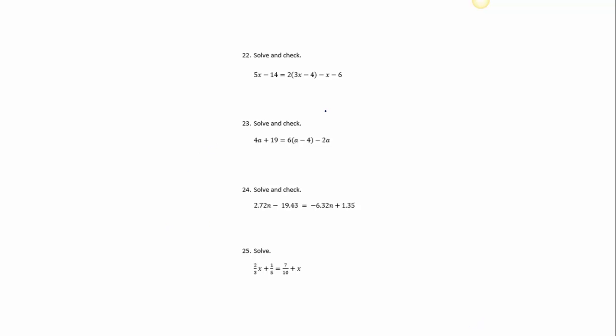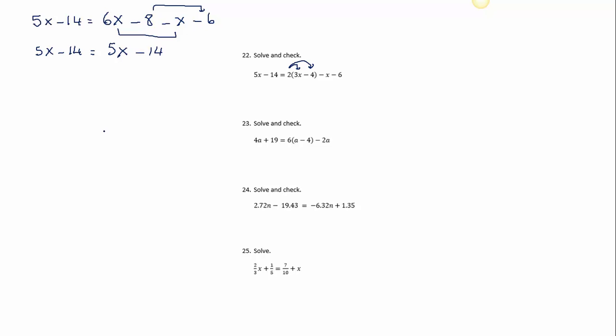Solve and check. So in this problem, the first thing we would like to do is distribute the 2. Let me start here. 5x minus 14 equals 2 times 3x is 6x, and 2 times -4 is -8. Then we are left with -x, -6. Okay, these are like terms and these are like terms. So 5x minus 14 equals 6x minus x is 5x, and -8, -6 is -14.